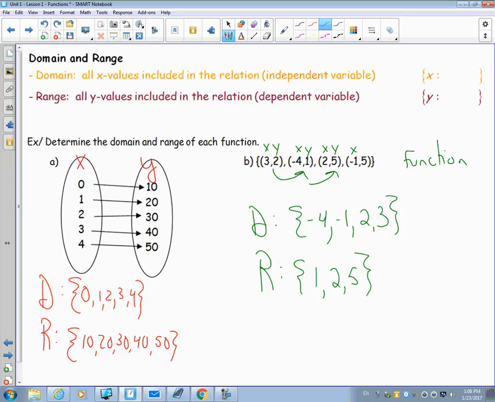I do not have to have the same number of values in my domain as I do in my range. The first one, it happened to be that. Each thing pointed once. In this one, I've got 2 different x's pointing at the same y, so I have 1 less in my range.